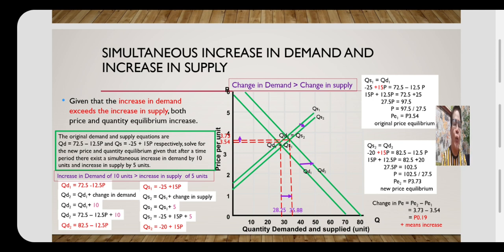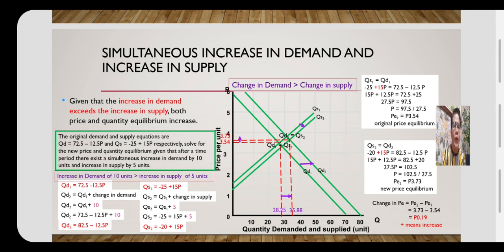Okay, so we now have 27.5 as the coefficient of P, which is equal to 97.5. Solving for P now, we have 97.5 divided by 27.5. And therefore, the quotient of P is now 3.54 pesos. And this is now our original price equilibrium.